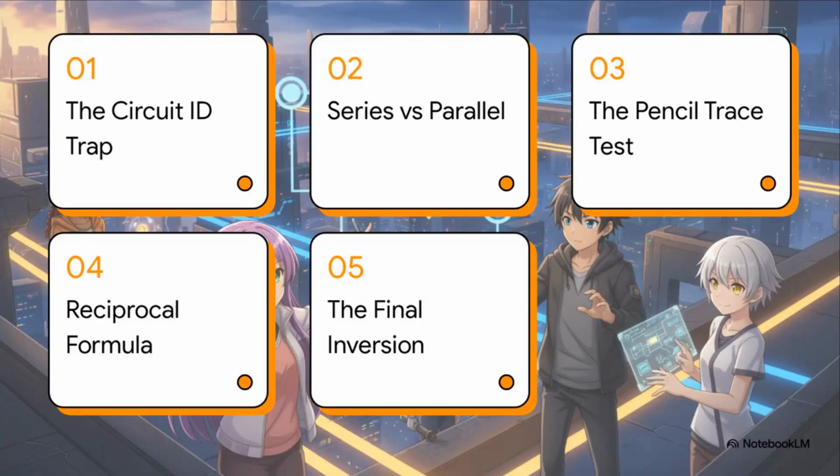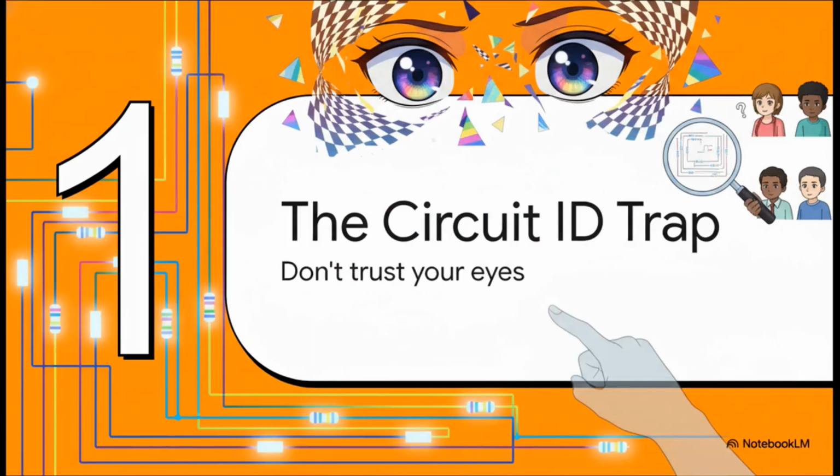Here's exactly how we're going to do it. First, we'll cover the circuit identification trap, then contrast series versus parallel circuits. After that, we'll learn the pencil trace test, dive deep into the reciprocal resistance formula, and finally, conquer that notorious final inversion mistake. All right, let's jump straight into our first major hurdle, the circuit identification trap.